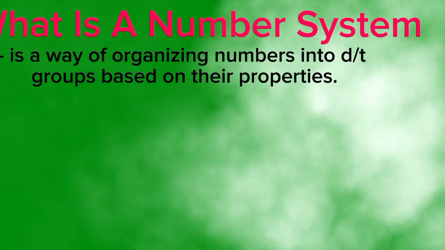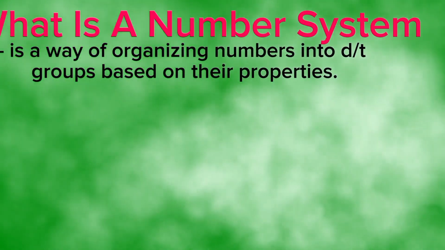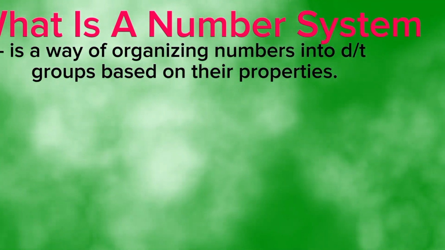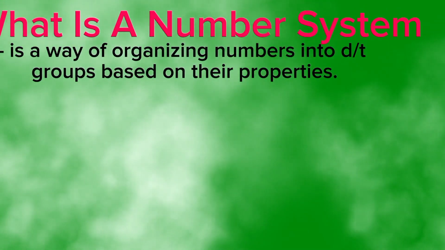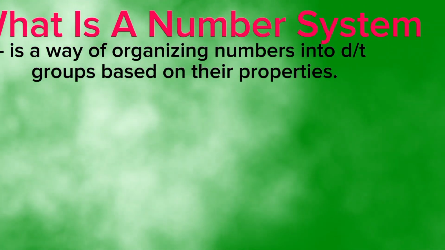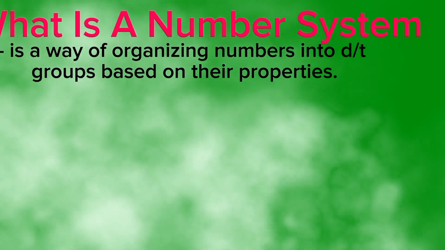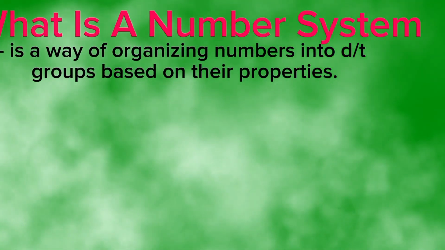What is a number system? A number system is a way of organizing numbers into different groups based on their properties. Think of it as a family tree. Each group contains certain numbers, and some groups are larger than others.